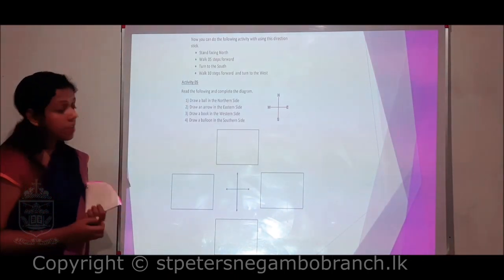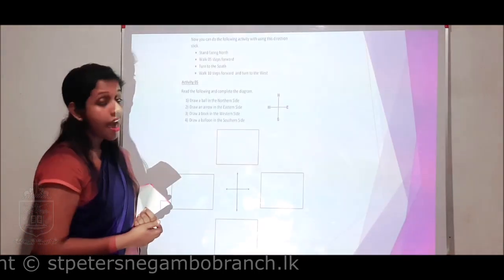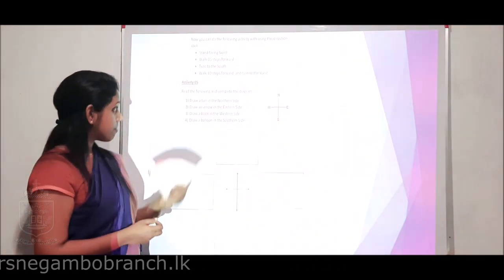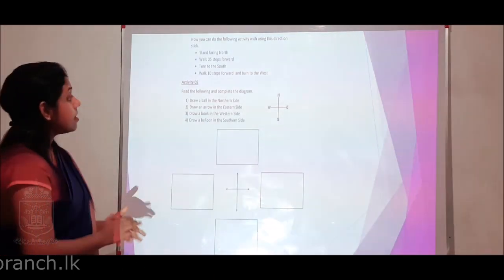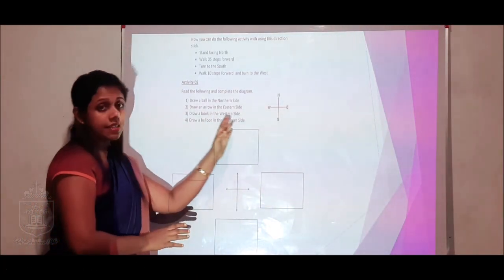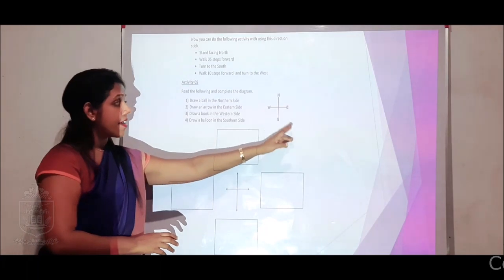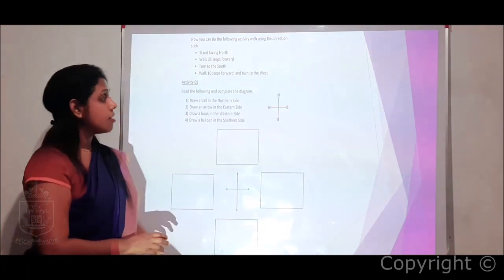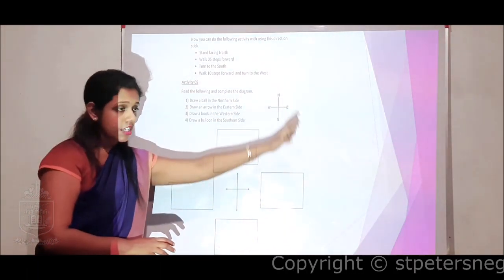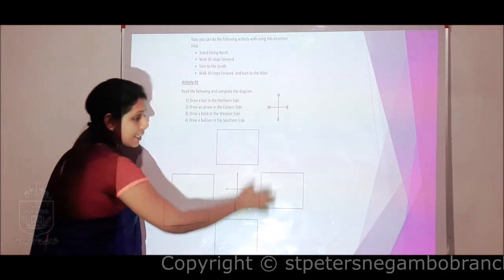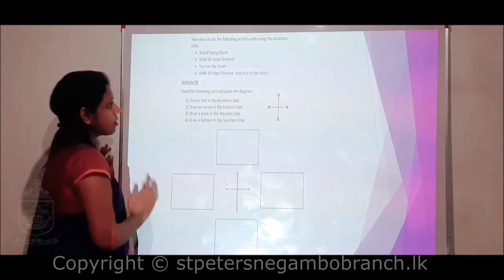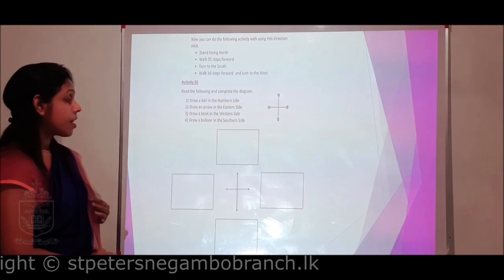Okay. Now we are going to move to activity number 5. Read the following and complete the diagram. I have given the map here. So using this instruction, you have to complete this diagram. So let's see.